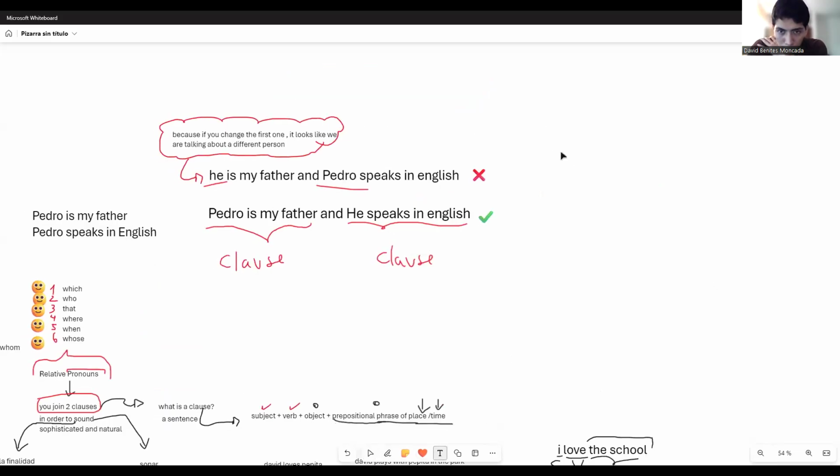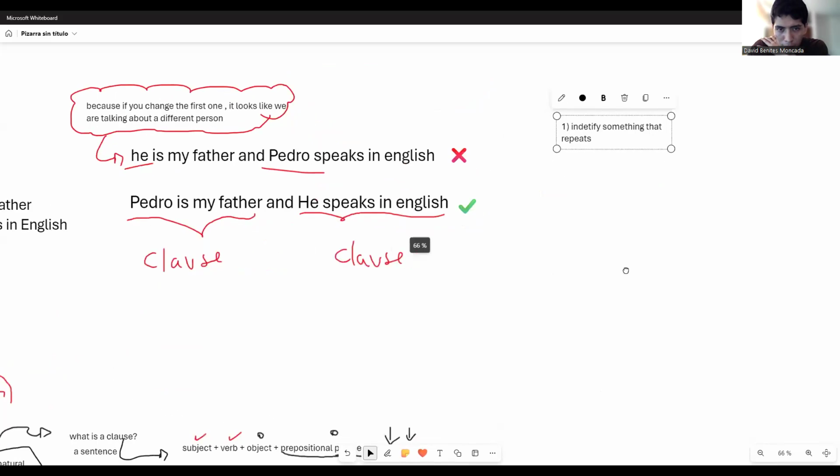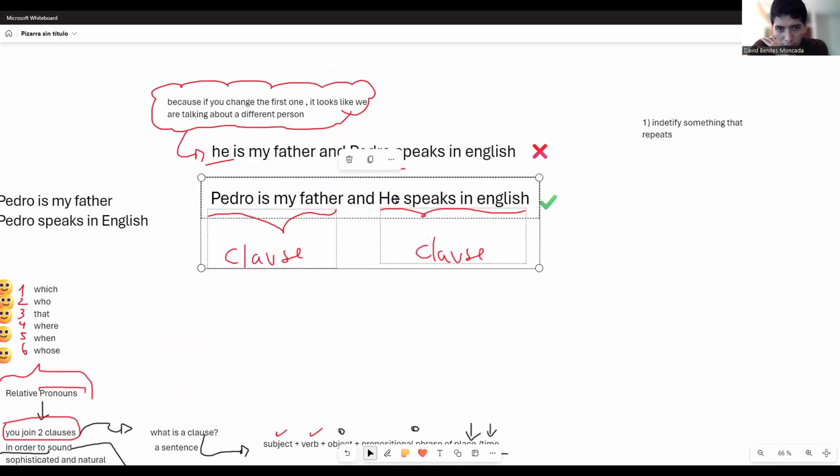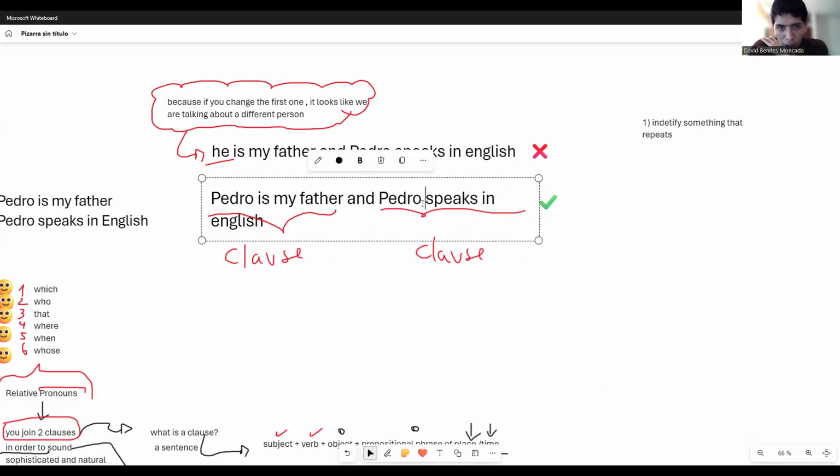Step 1. Identify something that repeats. What repeats here? Pedro is my father and he speaks in English. What is the thing that repeats? Because you also say Pedro. The subject, but which one? This is like Pedro, right? Pedro is my father and Pedro speaks English, so we can copy. Which one repeats?